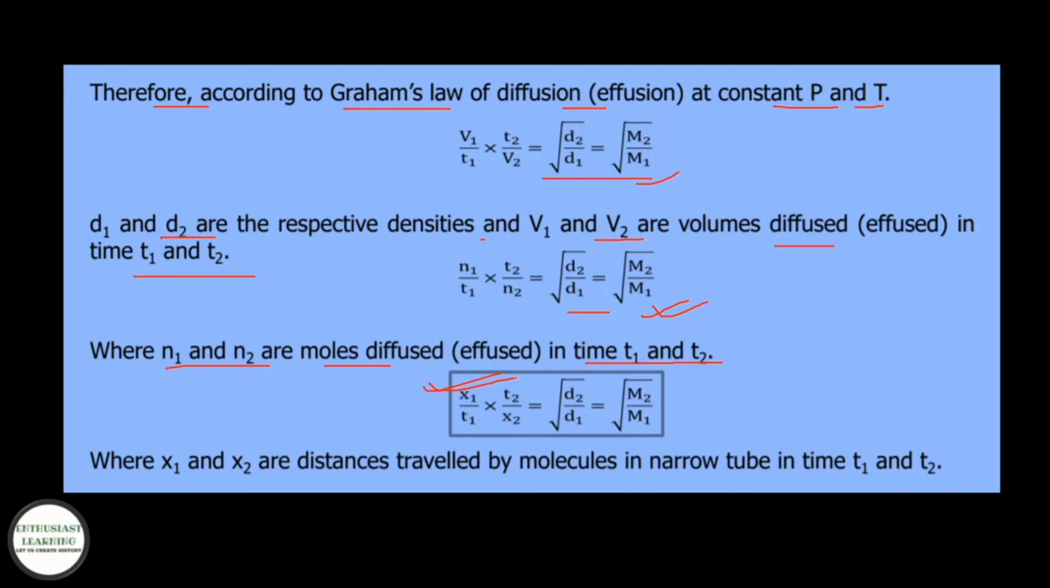X1 upon T1 into T2 by X2 is equal to root D2 upon D1, which is equal to root M2 upon M1, where X1 and X2 are distances travelled by molecules in a narrow tube in times T1 and T2.